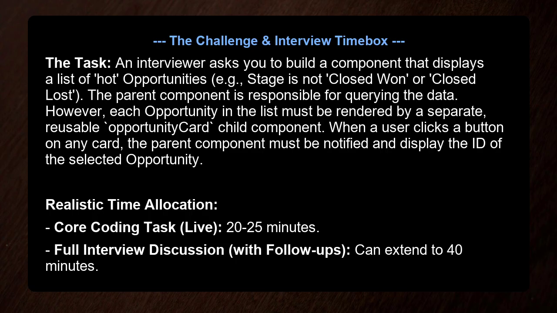The task: an interviewer asks you to build a component that displays a list of hot opportunities, for example, stage is not closed won or closed lost. The parent component is responsible for querying the data. However, each opportunity in the list must be rendered by a separate, reusable opportunity card child component. When a user clicks a button on any card, the parent component must be notified and display the ID of the selected opportunity. Realistic time allocation, core coding task, live 20 to 25 minutes. Full interview discussion, with follow-ups, can extend to 40 minutes.